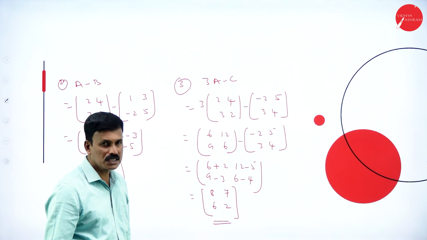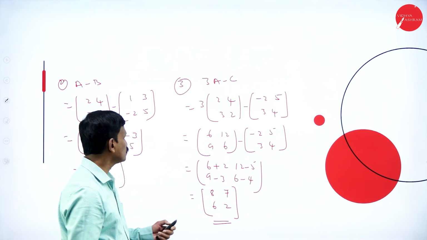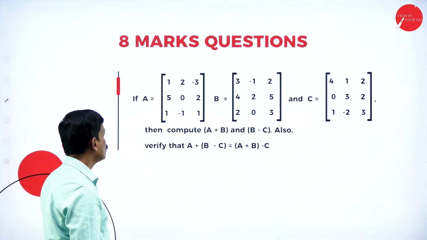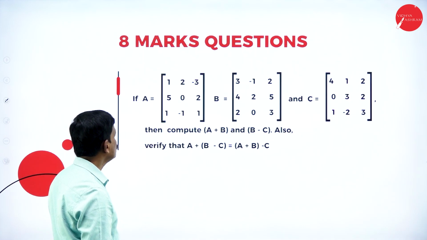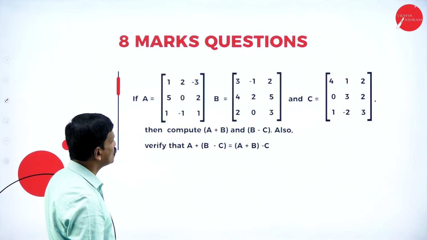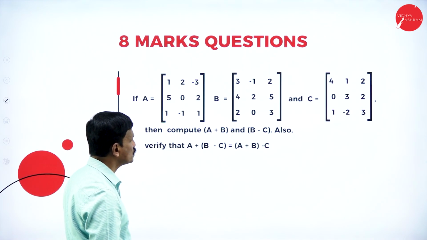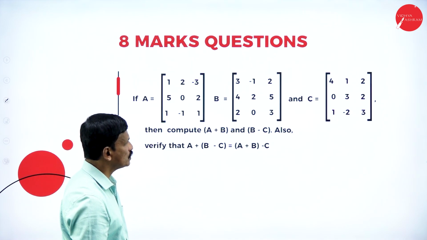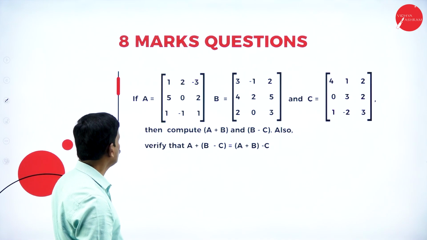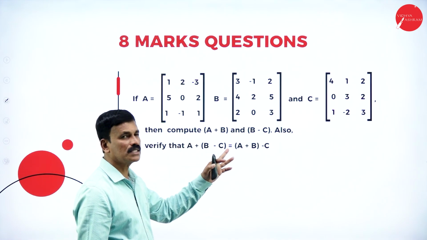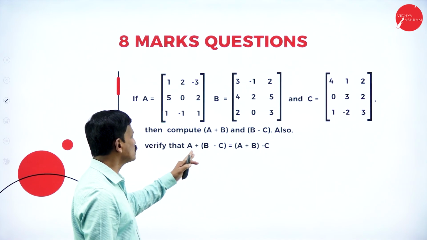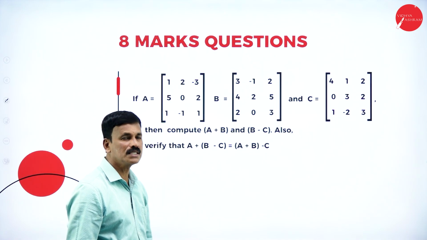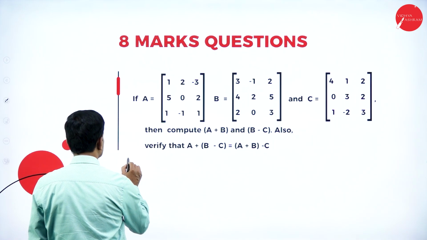Now, move on to a similar type in 3 rows and 3 columns. So, if A is equal to 1, 2, minus 3, 5, 0, 2, 1, minus 1, 1, B is equal to 3, minus 1, 2, 4, 2, 5, 2, 0, 3 and C is equal to 4, 1, 2, 0, 3, 2, 1, minus 2 and 3. Compute A plus B and B minus C and also verify that A plus (B minus C) is equal to (A plus B) minus C. Now, first find out A plus B.